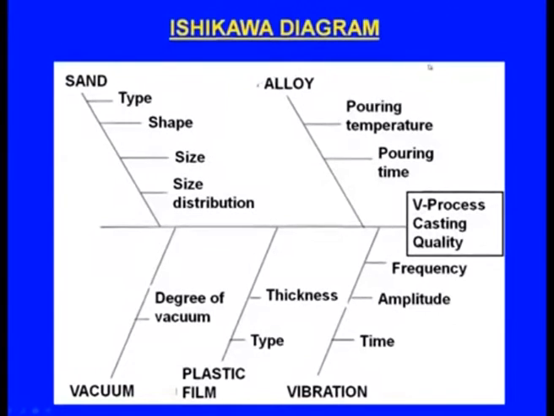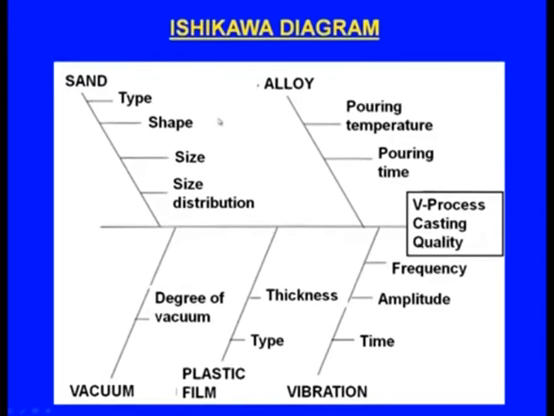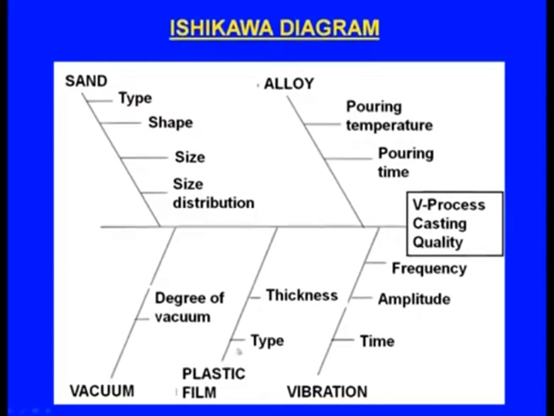Now, here we can see the Ishikawa diagram of the vacuum sealed molding process. Here we can see there are 5 types of parameters. These are the sand parameters, these are the alloy parameters, these are the vacuum parameters, these are the plastic film parameters, and these are the vibration parameters.